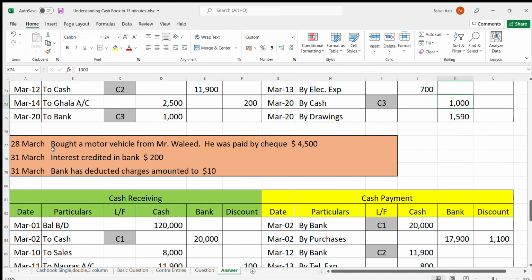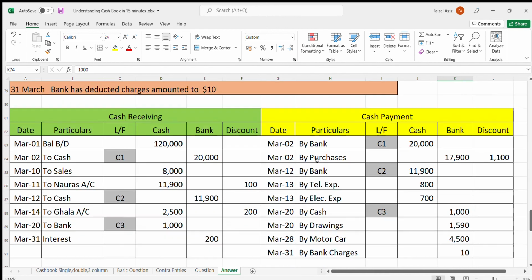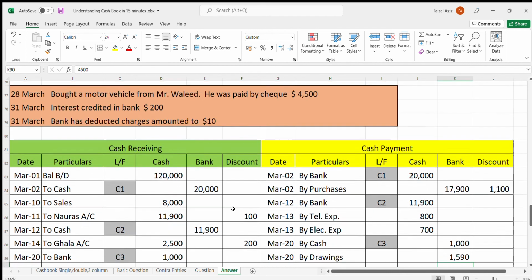The next transaction you can see, 28th of March, bought a motor vehicle from Mr. Walid. He was paid by check. So we know it's a very straightforward transaction that the business has purchased a motor vehicle from Mr. Walid, and the business has paid by check 4,500. So this transaction on 28th it will come by motor car 4,500.